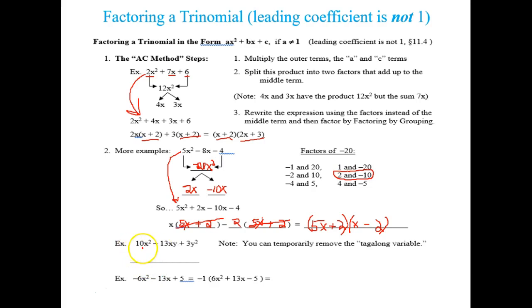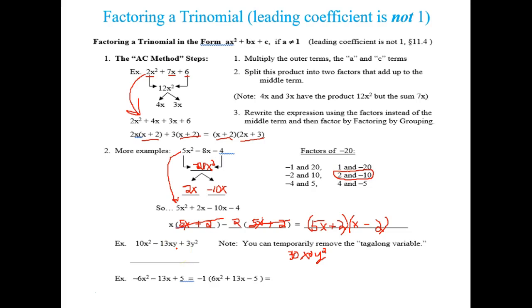So the first thing you want to do is multiply the outer term. So what's 10x squared times 3y squared? Well, that would be 30x squared y squared. All right, 30x squared y squared. Now, what are the factors of 30x squared y squared that add up to negative 13xy?